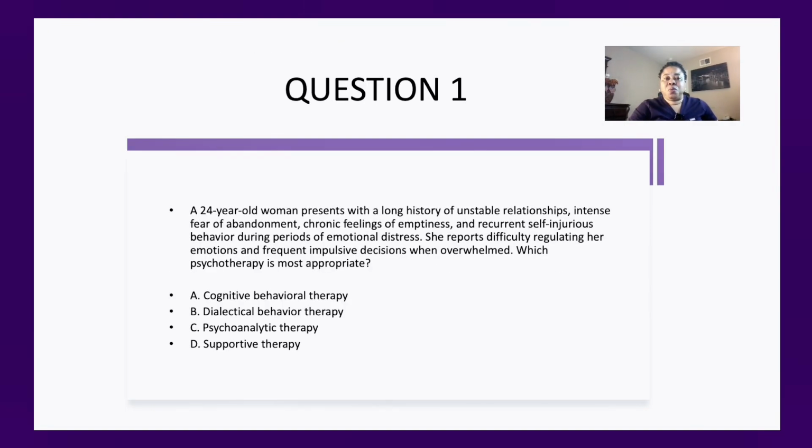We have our question 1 here that says: a 24-year-old woman presents with a long history of unstable relationships, intense fear of abandonment, chronic feelings of emptiness, and recurring self-injurious behavior during periods of emotional distress. She reports difficulty regulating her emotions and frequent impulsive decisions when overwhelmed. Which psychotherapy is most appropriate for this kind of situation?